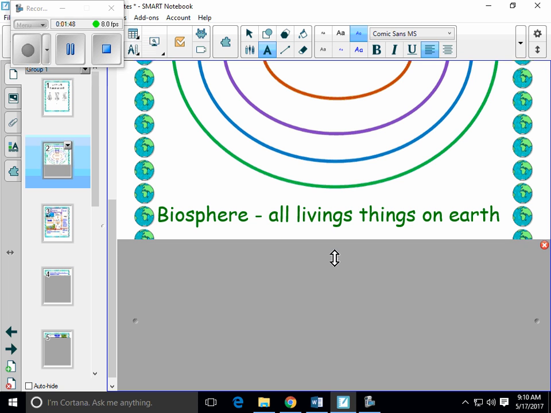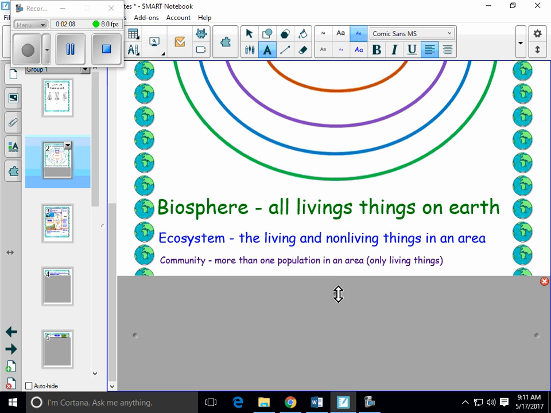The biosphere I wrote in really big letters because that includes all of the living things on the earth. If it's living and it's on the earth, it is part of the biosphere. So anything from the top of the tallest mountain that's alive to the bottom of the deepest ocean, if it's alive, that's part of the biosphere.